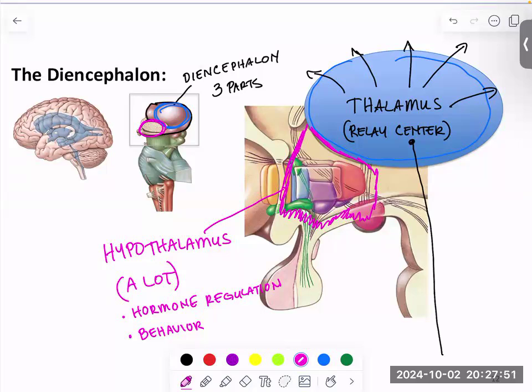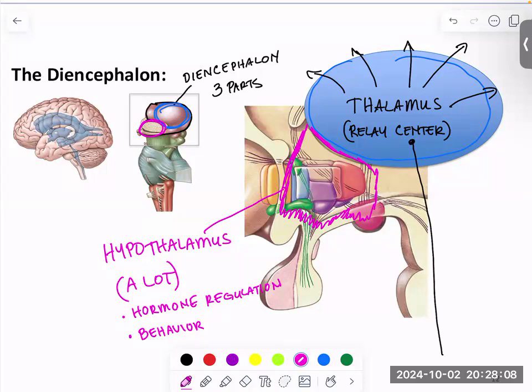Is the pituitary part of the hypothalamus too? No, that's the pituitary gland, endocrine system. We'll cover that one in the endocrine system. And we will learn that the hypothalamus and the pituitary gland work together.